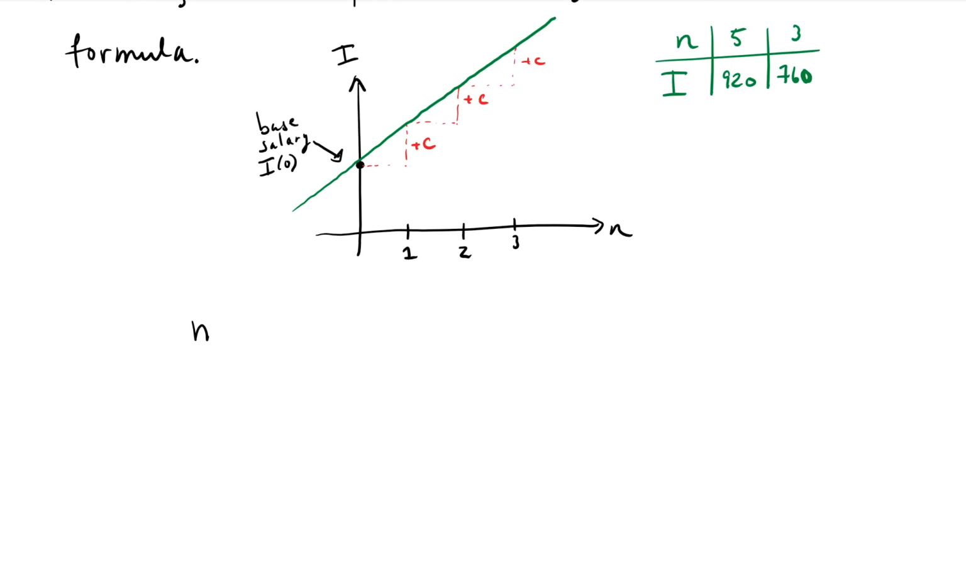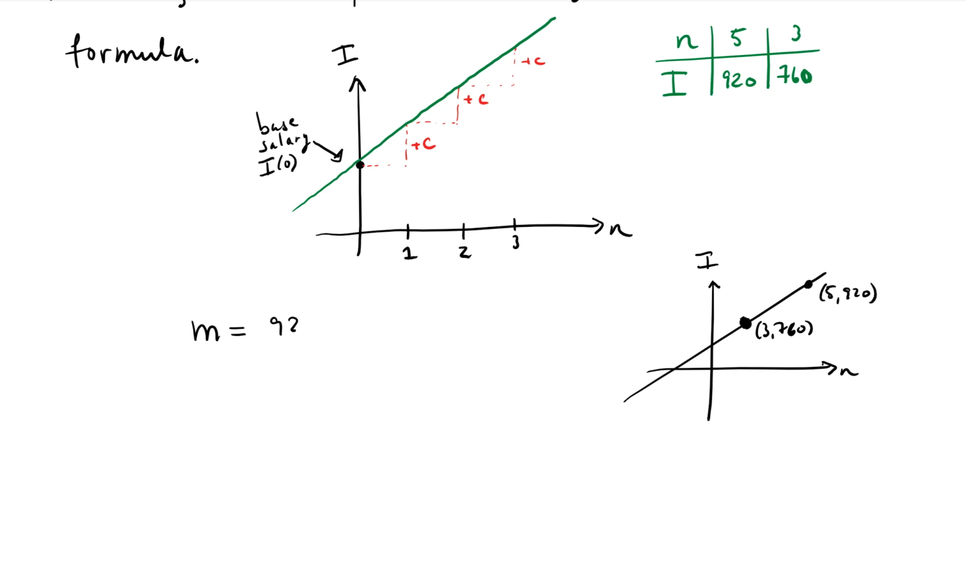So first of all, we need to find the slope. We've got basically 2 points on this line. If this is N here and I there, we've got the point (3, 760) and (5, 920). So we can easily find the slope. Delta I over delta N, 5 minus 3. So what do we find here? We find 160. That's in dollars, right?